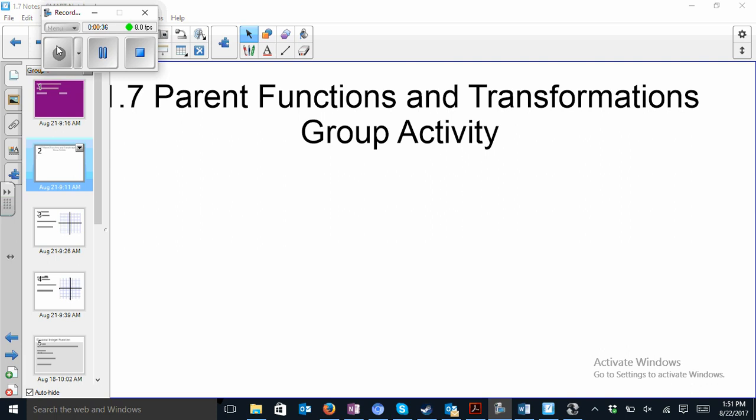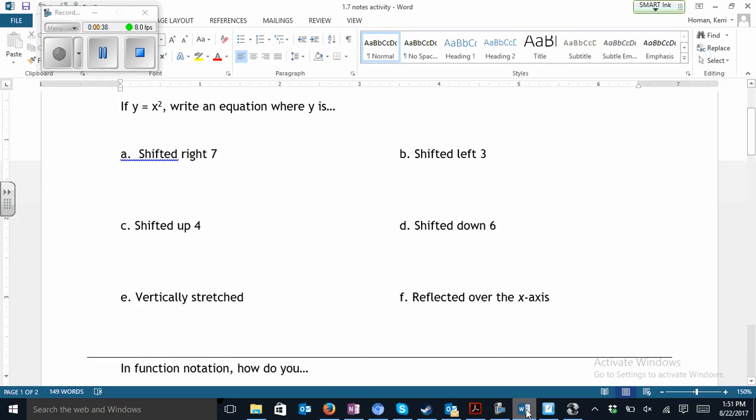For this activity, you have y equals x squared as your function. And I want you to write 6 different equations based on the description I have listed. So write me an equation of x squared that has been shifted right 7. You have about 2 to 3 minutes to, as a group, come up with some answers.